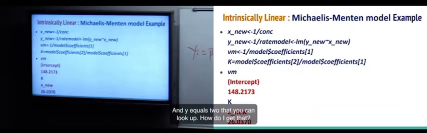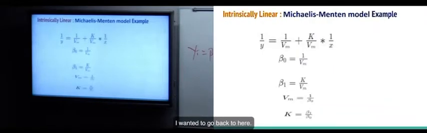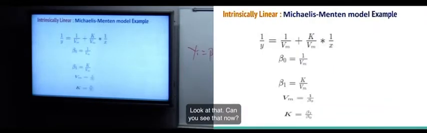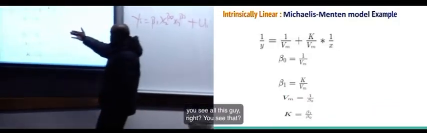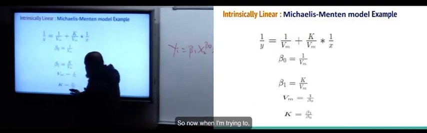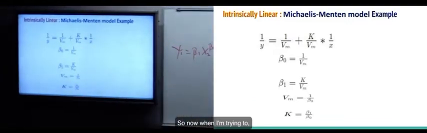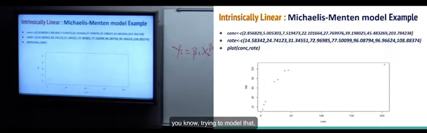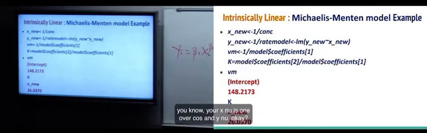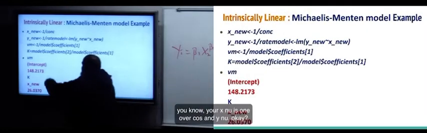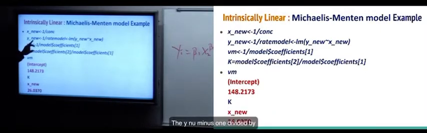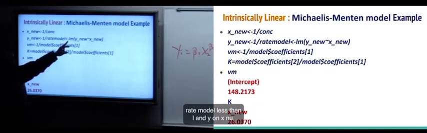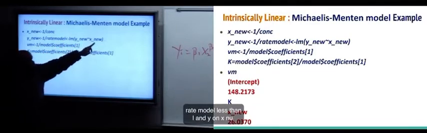Look at how I get that. I want to go back to here. Can you see that now? You see all these guys, right? So now when I'm trying to model that, your X new is 1 over concentration, and the Y new is minus 1 divided by rate, modeled with lm of y new on x new.